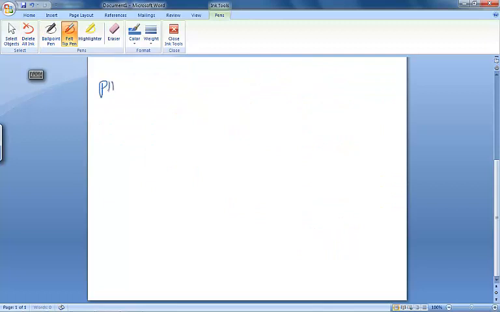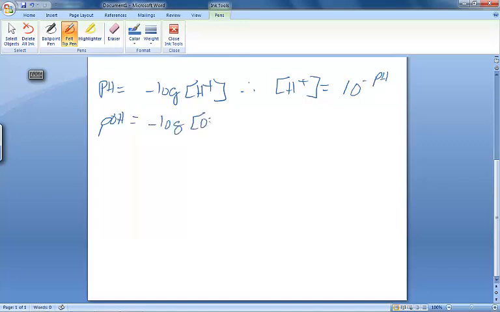And that is pH is equal to negative log of H plus. If I wanted to reverse that, I could say that H plus is equal to 10 to the negative pH. pOH in turn is equal to the negative log of hydroxide, which then means if hydroxide is to be determined, that is 10 to the negative pOH. If we were to add pH plus pOH, that would be 14.